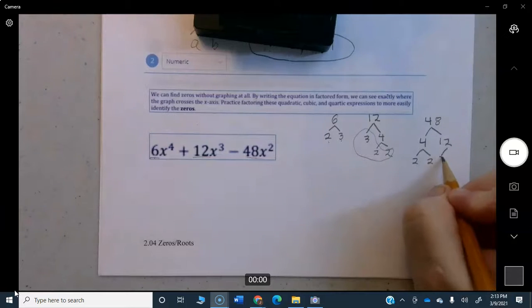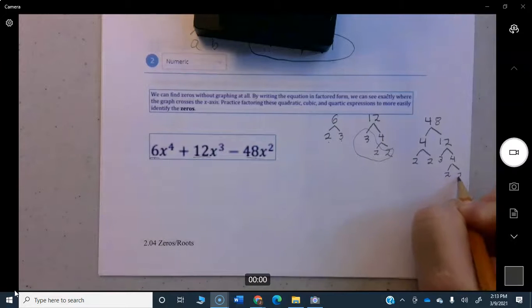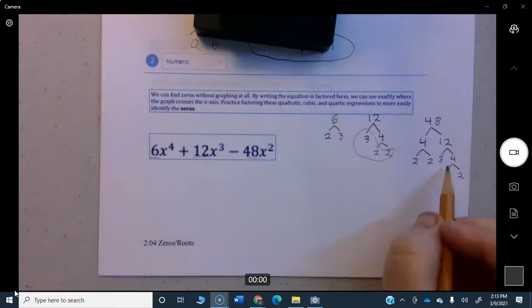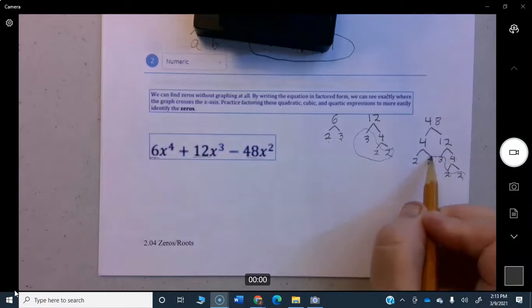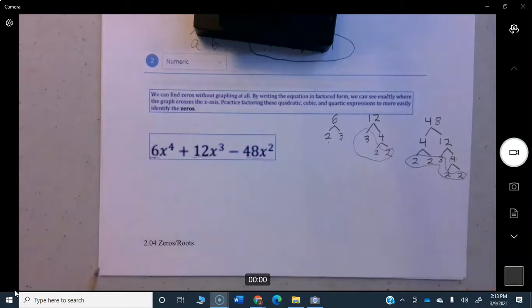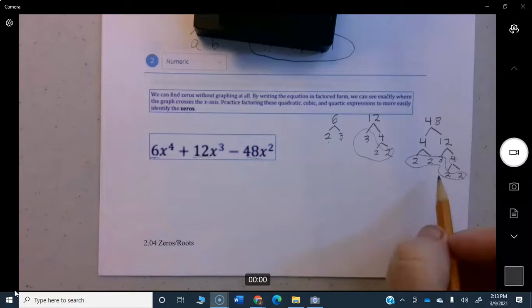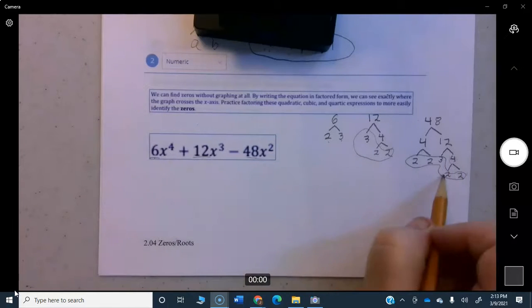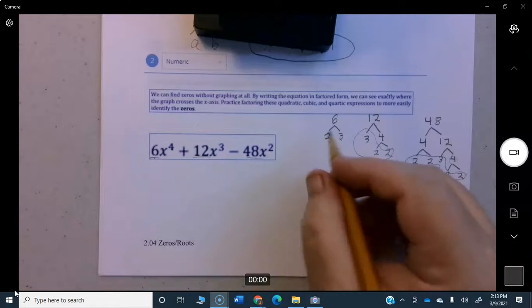12 can factor into 3 times 4, and 4 can factor into 2 times 2. So what you do is you're always looking for the bottom of the branches here, okay? So that's not a bottom of a branch because it breaks into that. So it's going to be this, that. Okay, so 2 times 2 times 2 times 2 times 3. 4 2's times 3. Okay, so what we do now is line these up.